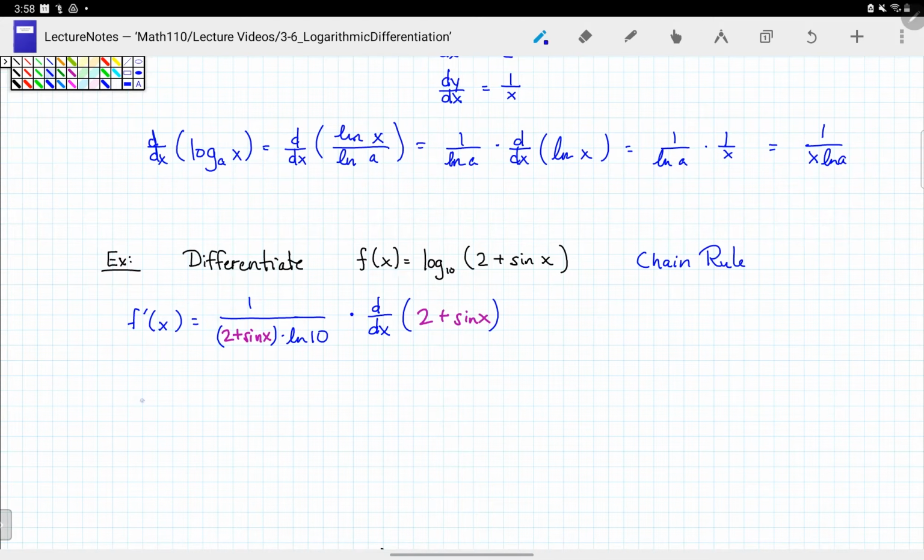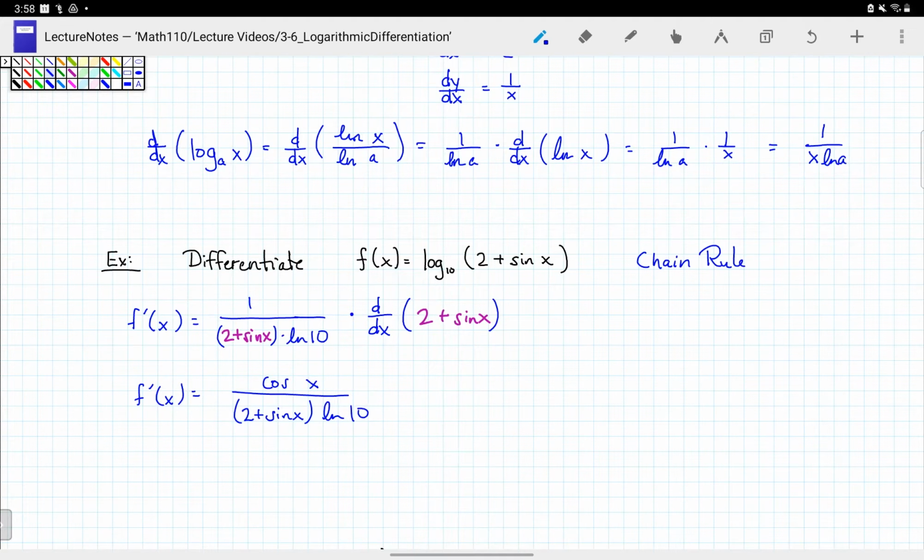So f prime of x is going to be the derivative of 2 plus sine x. Well, the derivative of 2 is 0, and the derivative of sine x is cosine of x. So I'm just going to take that cosine of x, which is the derivative of 2 plus sine x, and put that in the numerator. So this is cosine of x divided by (2 plus sine x) times the natural log of 10.